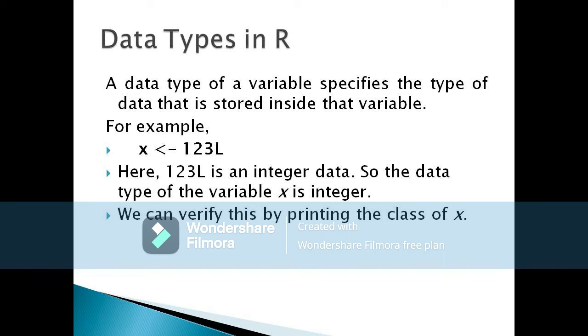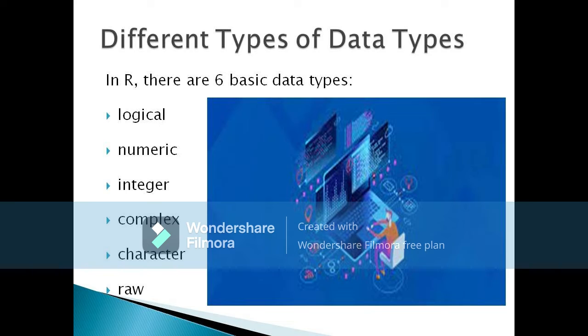We'll discuss the data types we have in R. As you know, a data type is the type of a variable, used when we have stored some value inside a variable. As you can see on the screen, the x value we have initialized to 123 capital L. Here capital L specifies that this is an integer value, right? So the variable type we have here is integer. Next, the types of different data types we have: there are 6 basic data types in R. They are logical, numeric, integer, complex, character and raw.